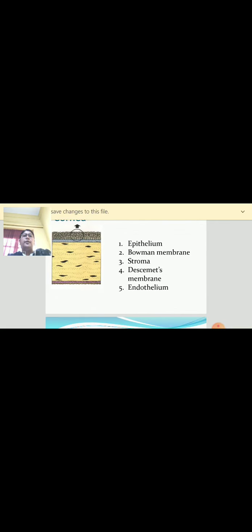Now, there are 5 layers in the cornea. From outside inwards we have the epithelium, the Bowman's membrane, stroma, Descemet's membrane and endothelium. Now epithelium, it is made of epithelial cells. It is a thin layer that keeps the stroma dehydrated. It acts as a barrier to protect the cornea from free flow of fluids from the tears and prevents bacteria from entering the epithelium and corneal stroma.